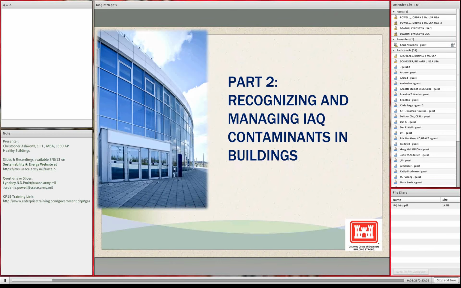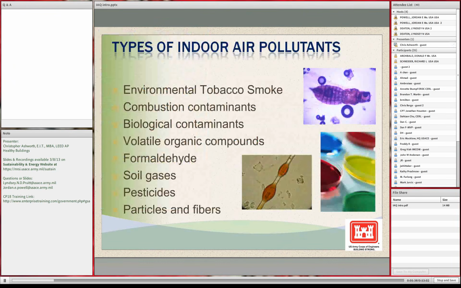And if you notice, I'm moving pretty fast. This is a pretty lengthy presentation, but hopefully it'll get across the overview point of the importance of it and how to manage a lot of these aspects. So recognizing and managing indoor air quality contaminants is really the next big step.